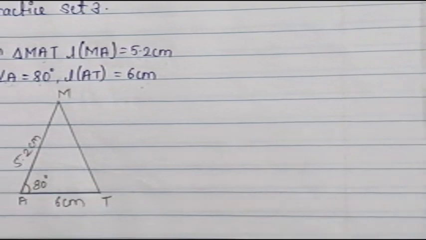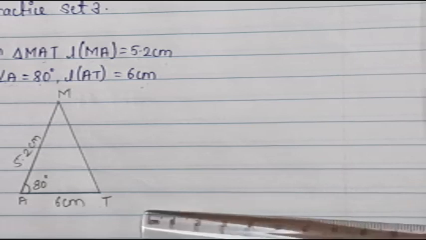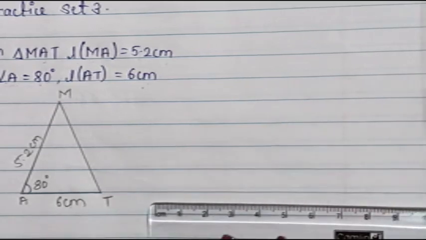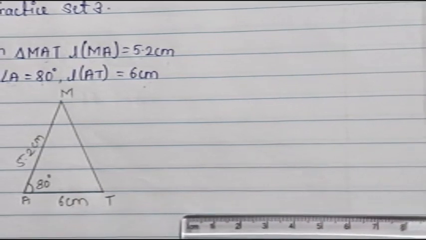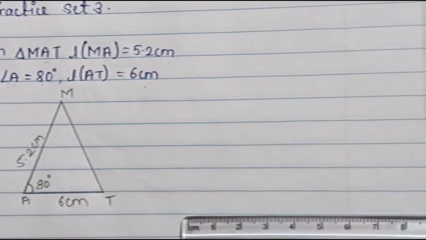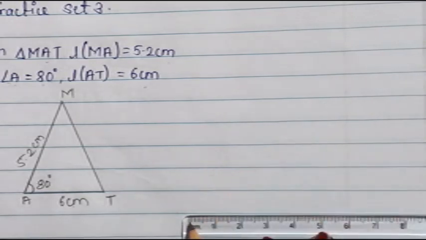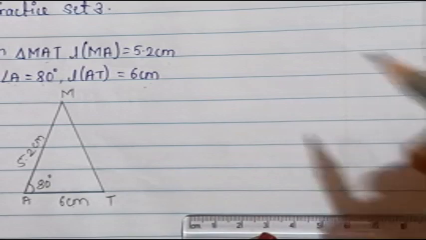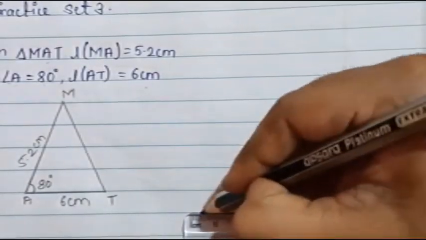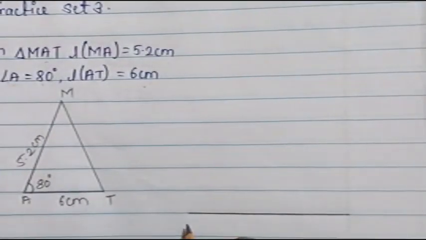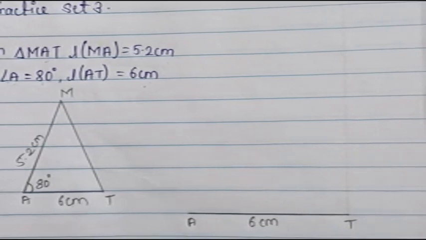Okay, the very first step is that you have to draw the base of the triangle. It is given 6 centimeter. So on your scale, you will take a 6 centimeter measure. Okay, so this is from here till here, 6 centimeter. So I'll draw the line, and I'll name it first, that is A and T, that is of 6 centimeter.